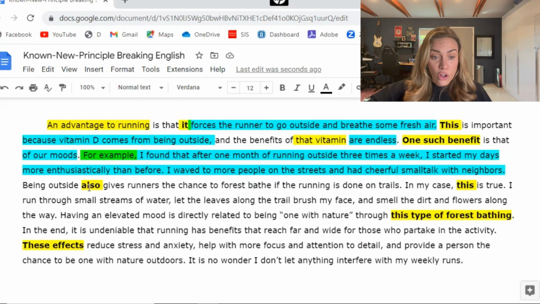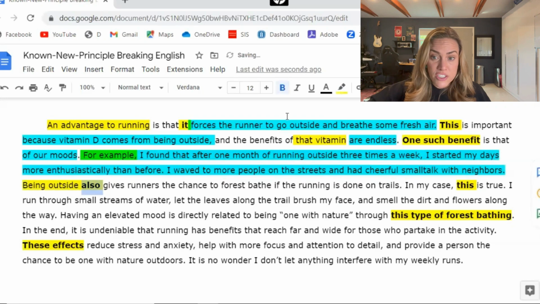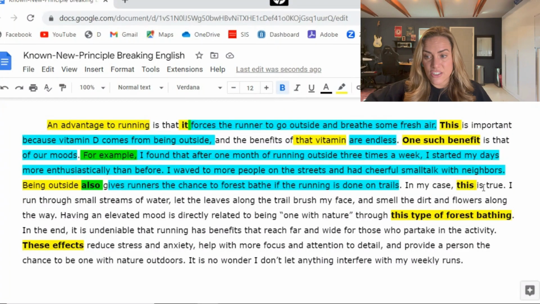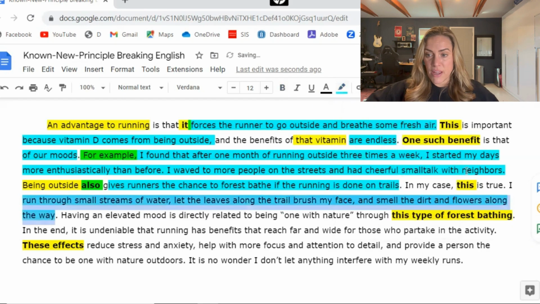Being outside also, so old information, known information, also, here's a nice transition word, gives runners a chance to forest bathe if the running is done on trails. New information. In my case, this, there's that glue, this is true. What does this refer to? Running on trails and being outside and forest bathing. This is true. I run through small streams of river, let the leaves along the trail brush my face, and smell the dirt along the way. New information. I'm making it blue.